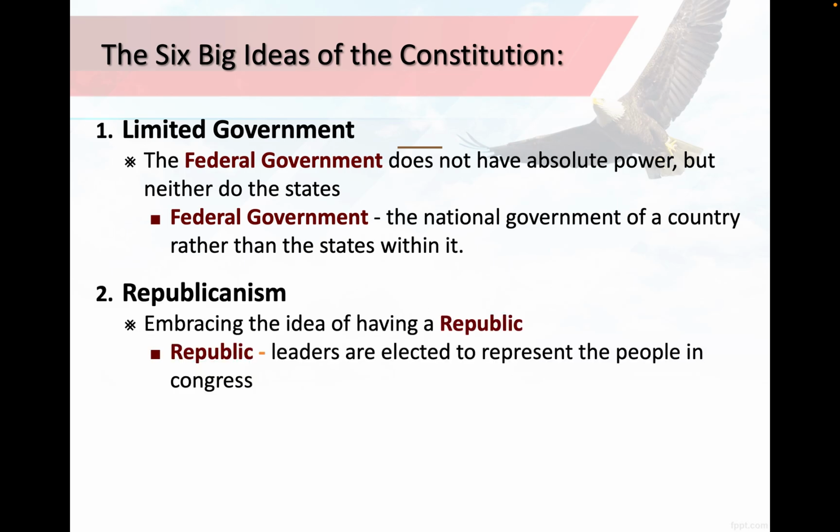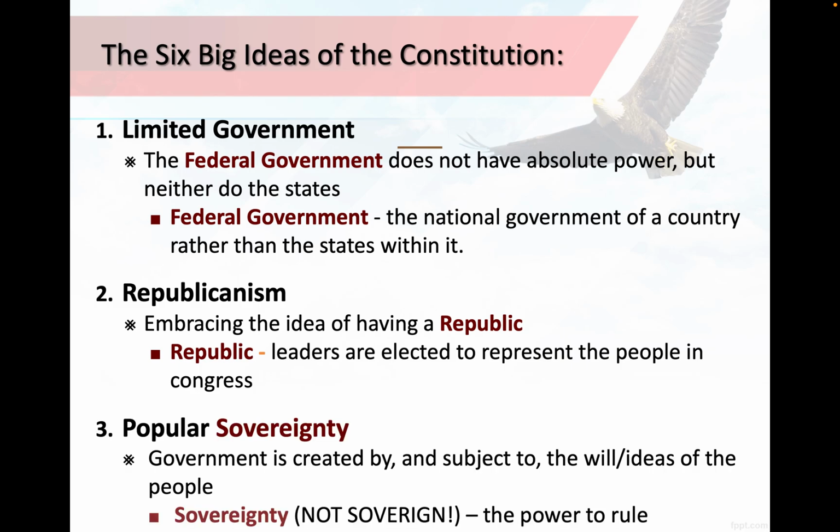The second concept is called republicanism. This is, again, the moment for the pause. Republicanism is the idea of embracing our republic. A republic means that leaders are elected to represent people in Congress. So anytime we have the concept of electing someone, you are looking at the idea of republicanism in our Constitution.